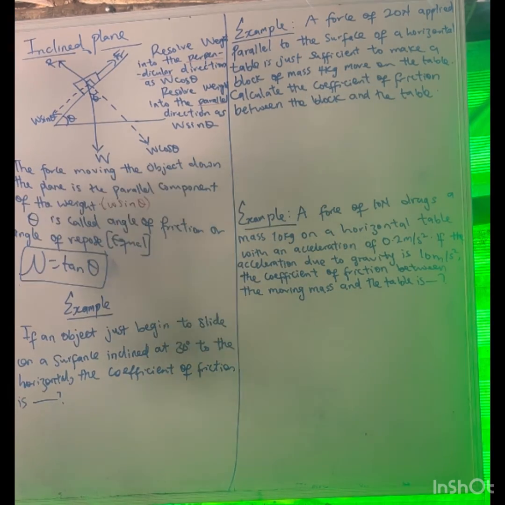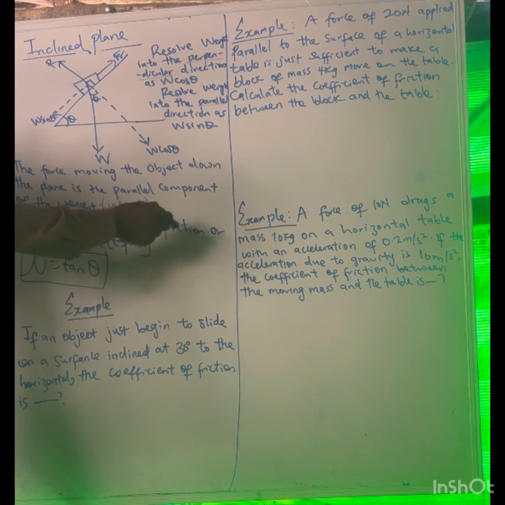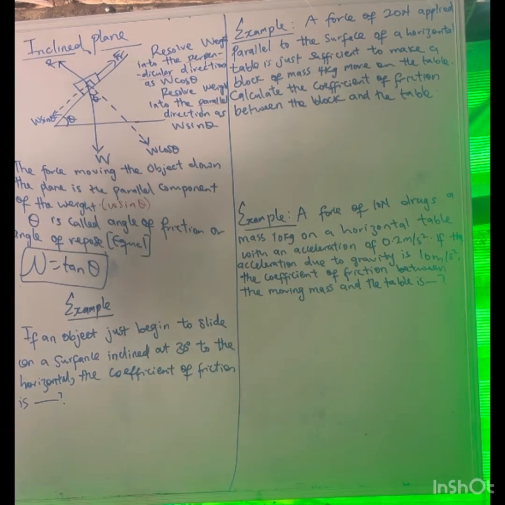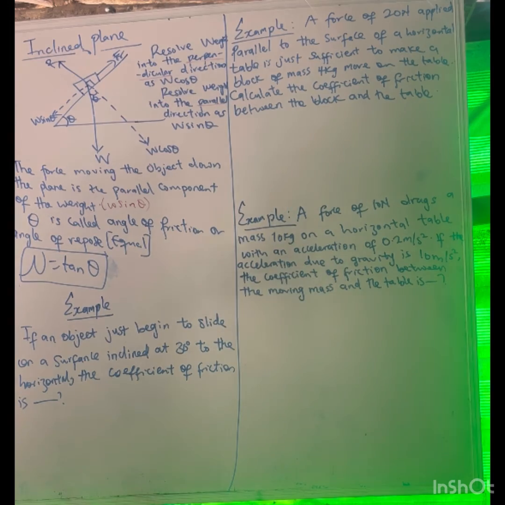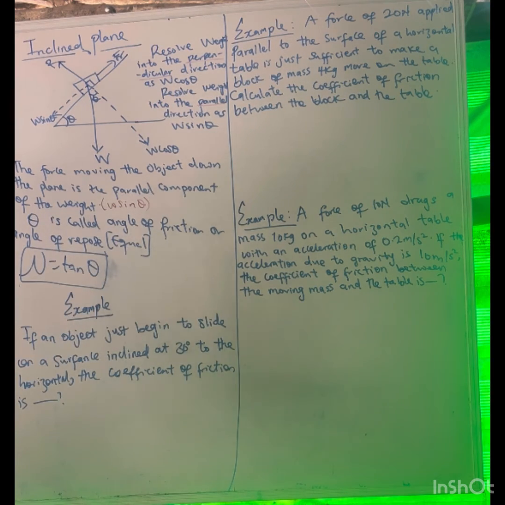So the force that moves an object down the plane is W sin theta. And you have to know that the angle theta is called the angle of friction, or the angle of repose. Angle of friction equals the angle of repose. Then you have to know that for an inclined plane, if they ask you to calculate the coefficient of friction, your mu equals tan theta. So let's look at some examples to round up the friction class.